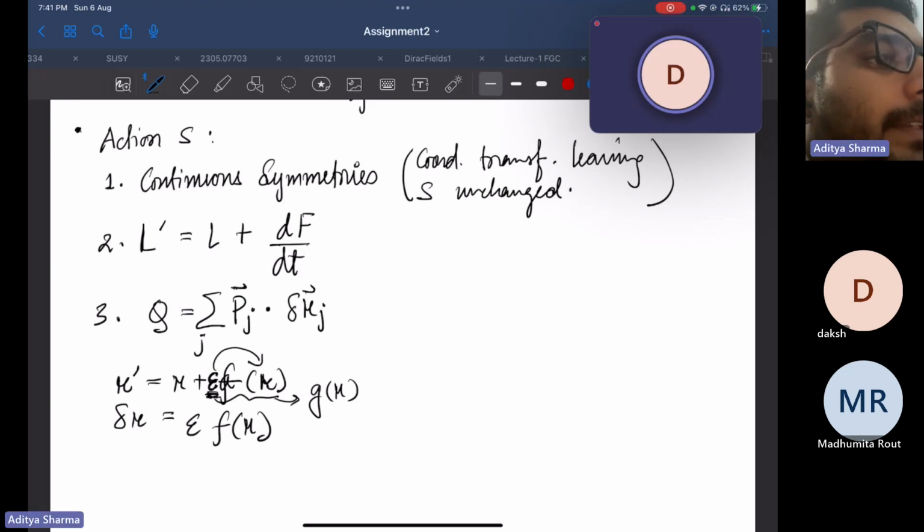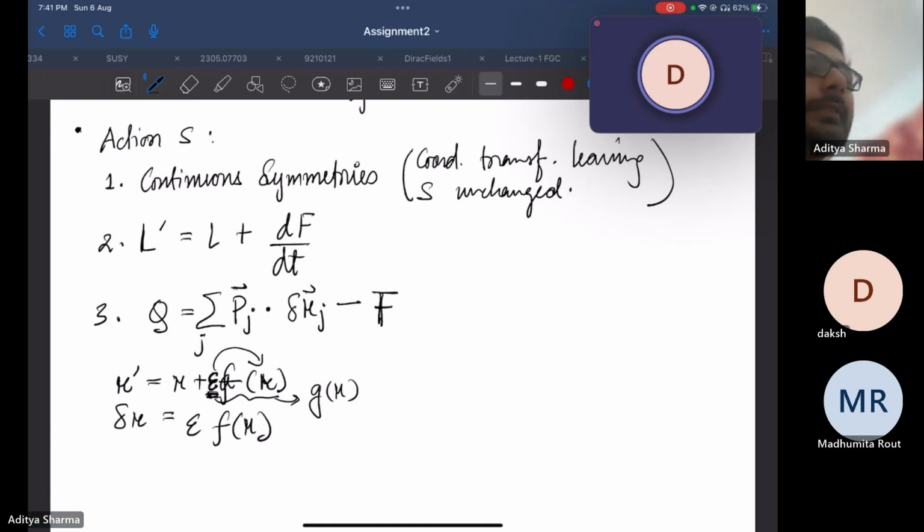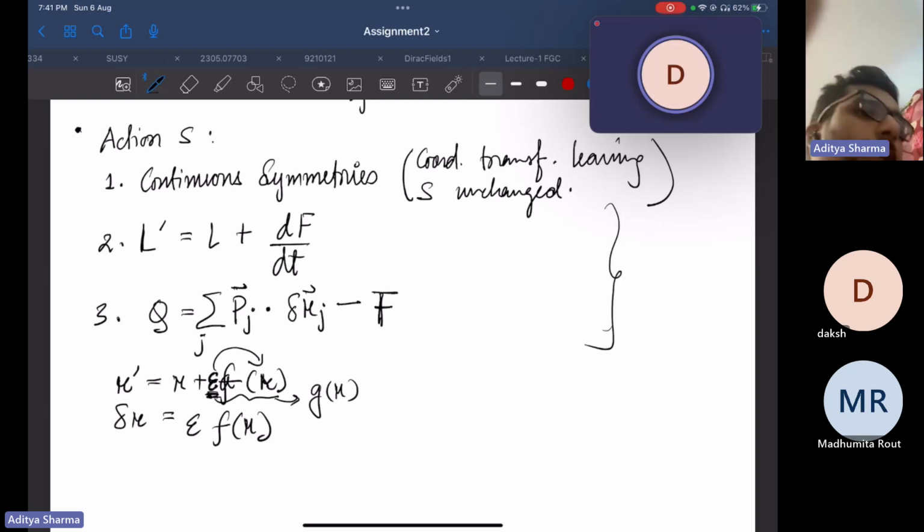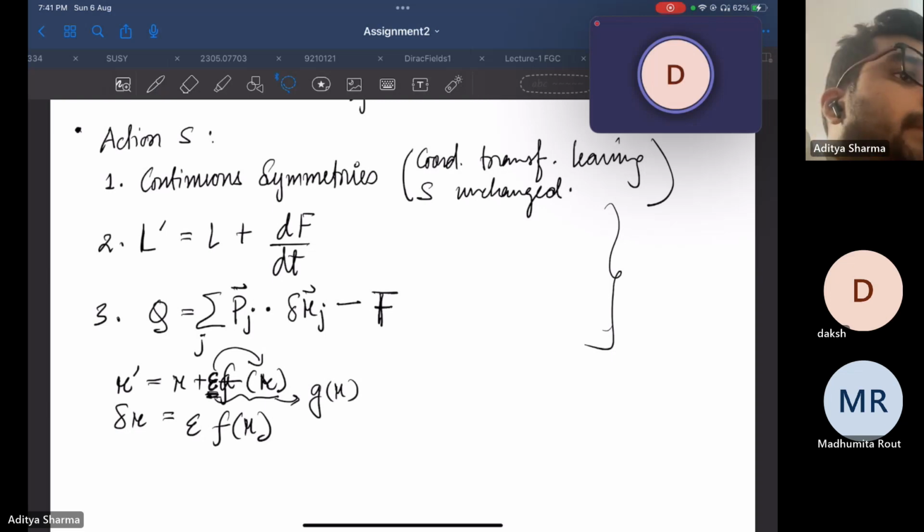Okay. This is the generator minus f. That's it. Whenever you find any action, do this prescription to find symmetries. You don't have to think anything else.